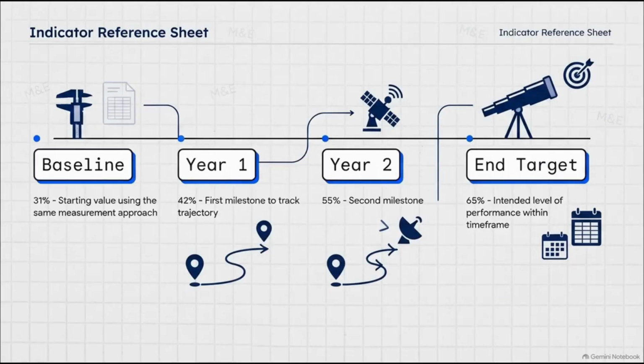Once the math is defined, you establish your baseline. That's your starting value, measured using the exact same approach you'll use down the line. From there, you set your targets. And notice I didn't say invent targets. Targets have to be justified by your budget, historical performance, and the context on the ground. Setting milestones along the way is kind of like checking your GPS. It helps you figure out if you're actually on trajectory before you hit that final end date.